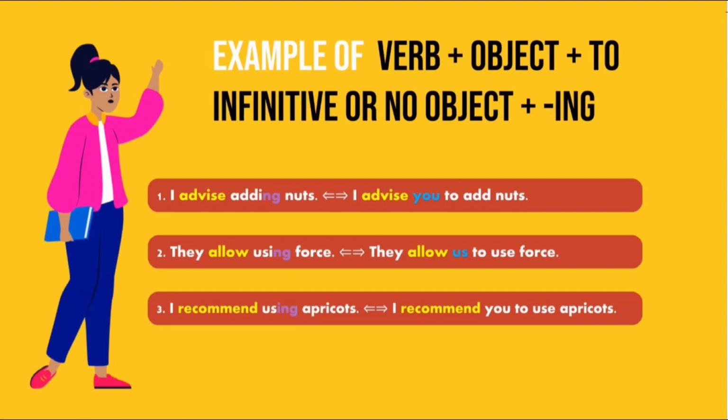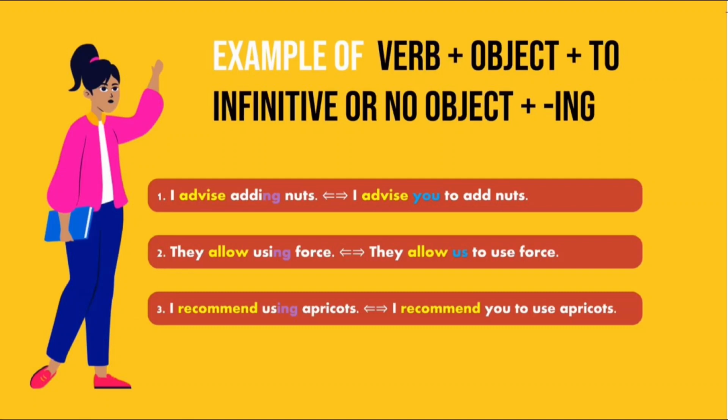For the second example, they allow using force. They allow us to use force. For the first, after verb allow, there is no object, so we have to use ing. So it becomes they allow using force. And the second one, they allow us. Us here acts as an object. So after object, we have to use to infinitive. So it becomes they allow us to use force.